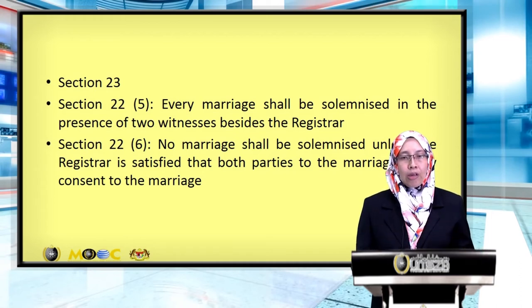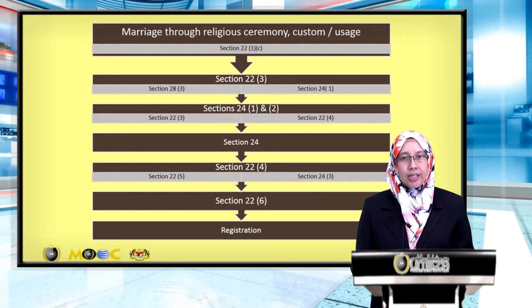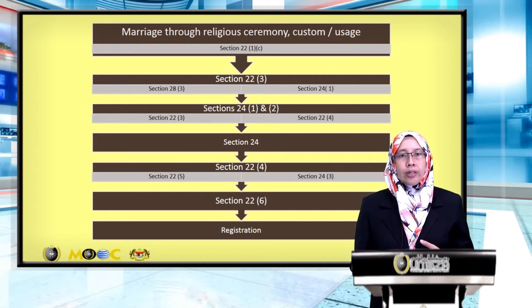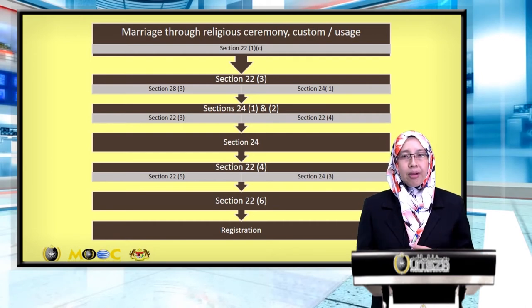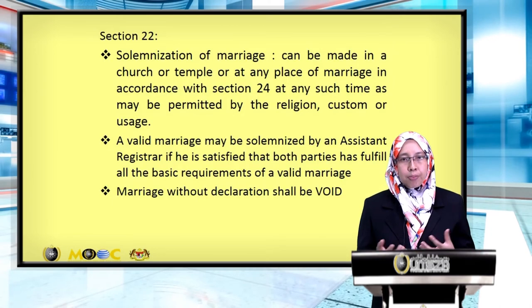Next, we move to marriage through religious ceremony, custom or usage. In this particular way of solemnization, the parties normally intend to solemnize their marriage by way of customary law. In this type of marriage, the parties can solemnize the marriage in a church or temple or at any other place of marriage in accordance with section 24, at any such time as may be permitted by the religion, custom or usage. And the marriage can be solemnized by an assistant registrar if the parties have fulfilled all the requirements of a valid marriage. In the case that no statutory declaration has been issued, the marriage will become void.